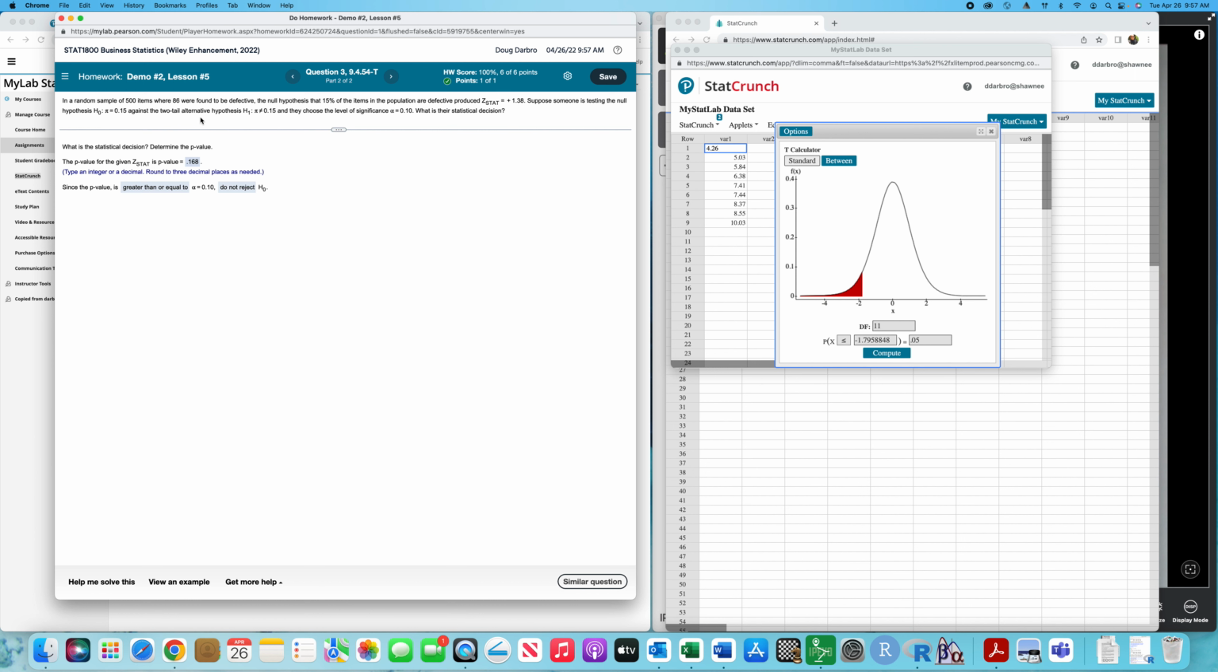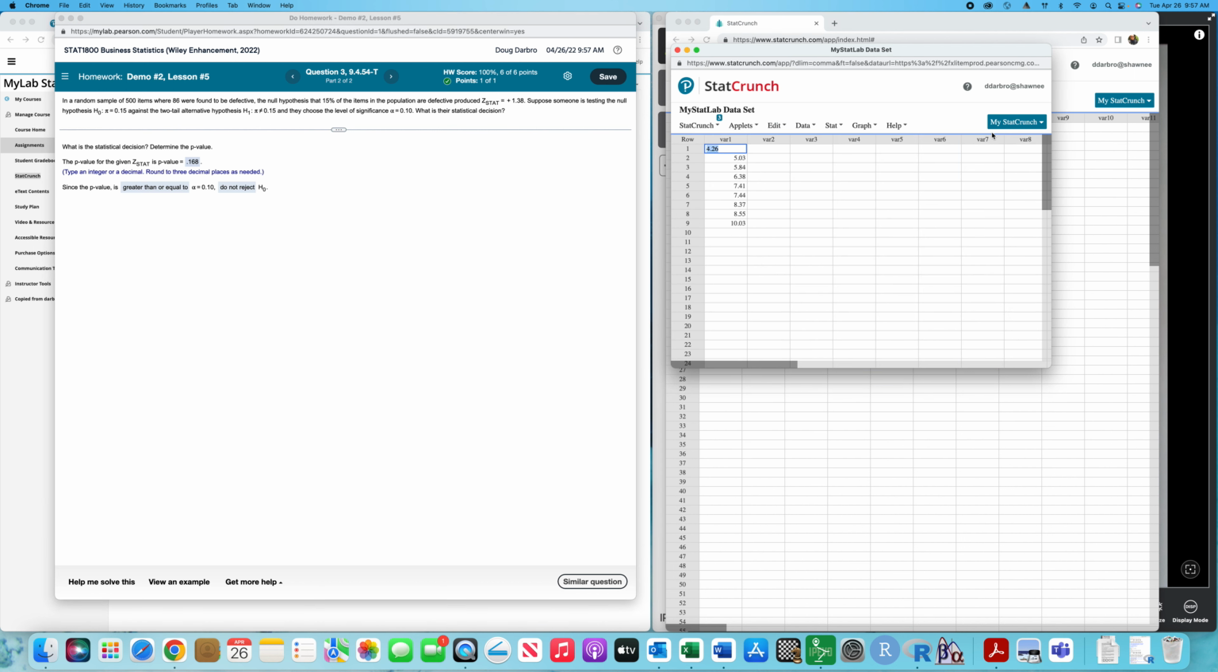So in a random sample of 500 items where 86 were found to be defective, now we're getting into a completely different type of problem. We're getting into a proportion problem, not a mean problem, because it talks about 86 out of 500. It doesn't give those keywords like a mean, a standard deviation, mu, x bar. It gives a percentage, which can either be given by p or pi. This textbook uses pi, most don't. So I'll talk about that in just a little more.